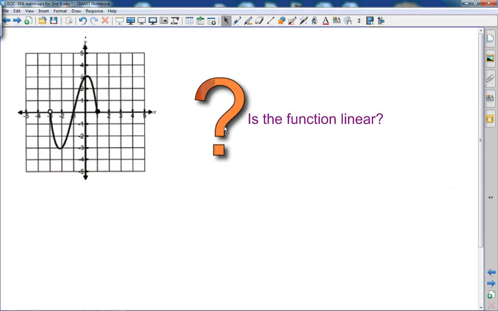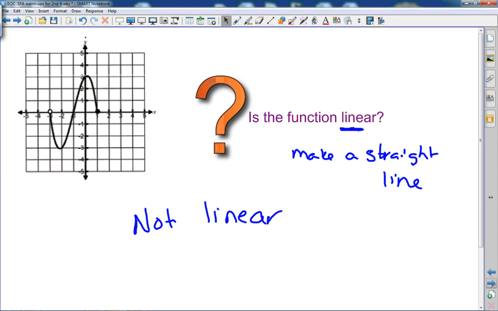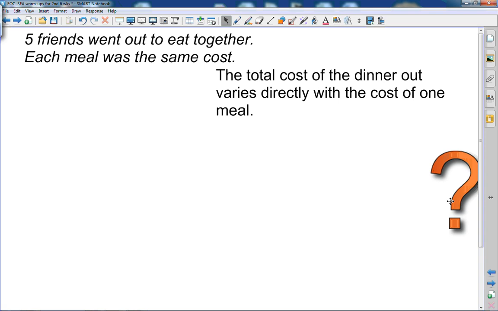Next one. Is the function linear? What does linear mean? Linear means make a straight line. And we can see that this thing goes woo, like that, goes crazy. It is not linear. Next.